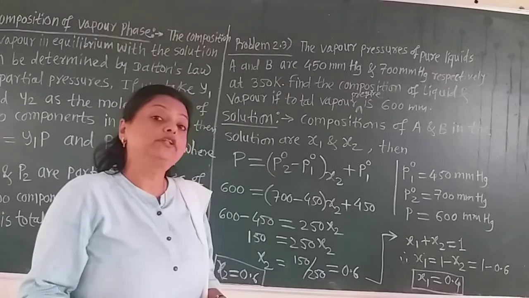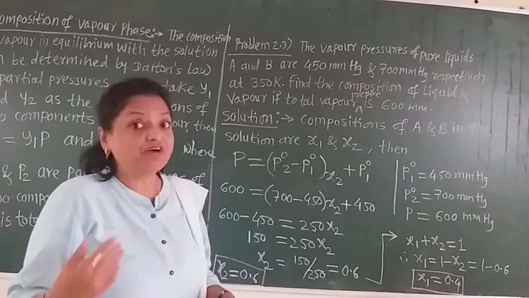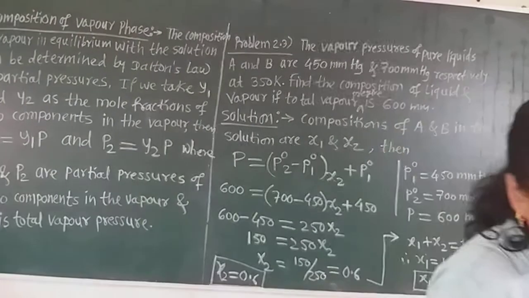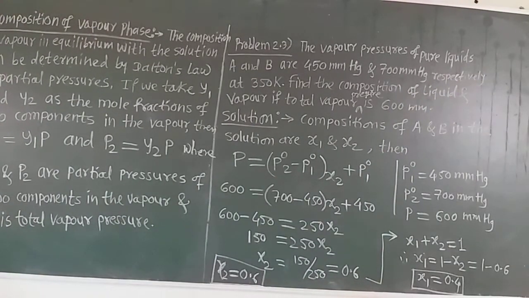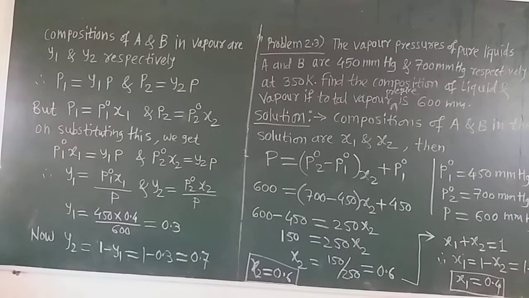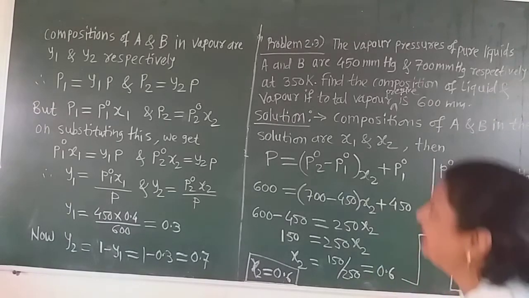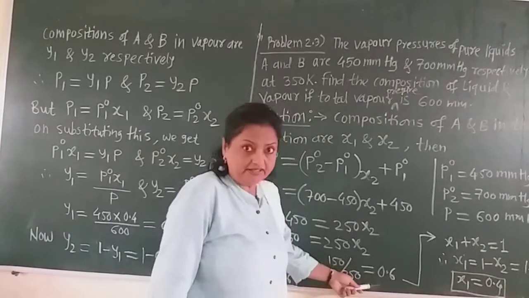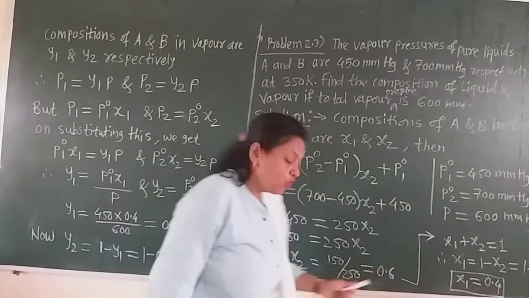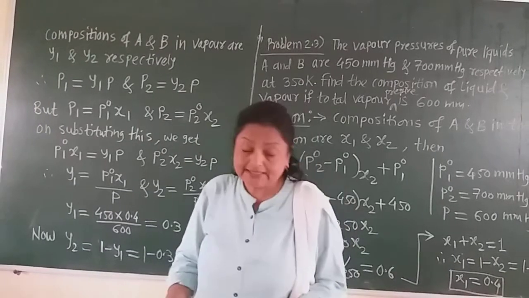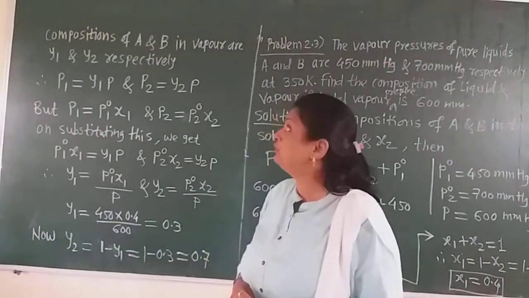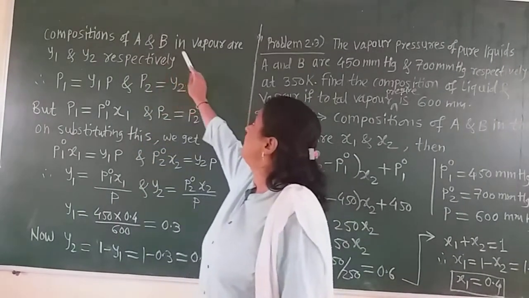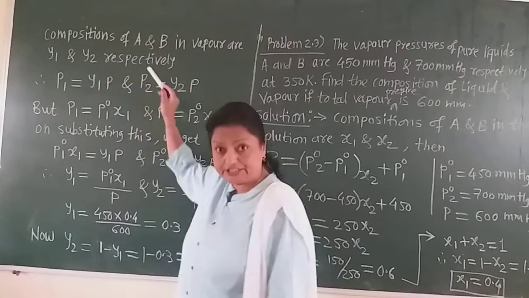Now we have to calculate the composition in the vapor phase, that is y1 and y2. Let us learn how it is calculated. Again, see students, on the blackboard, let us calculate now the compositions of A and B in the vapor. We already calculated the composition of A and B in the liquid as x1 equal to 0.4 and x2 equal to 0.6. Now let us calculate y1 and y2. The compositions of A and B in the vapor are y1 and y2 respectively.